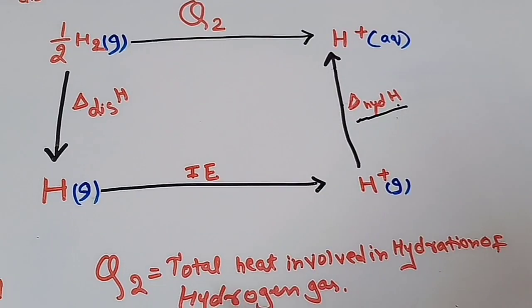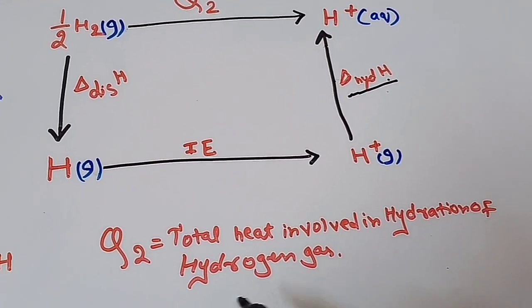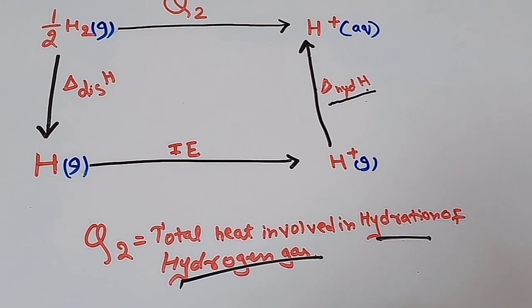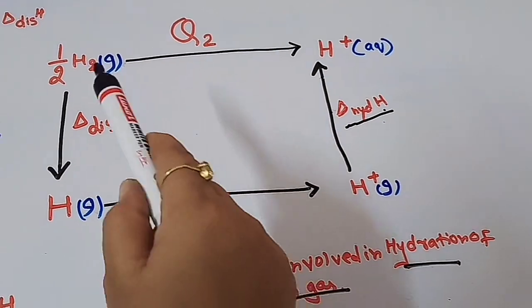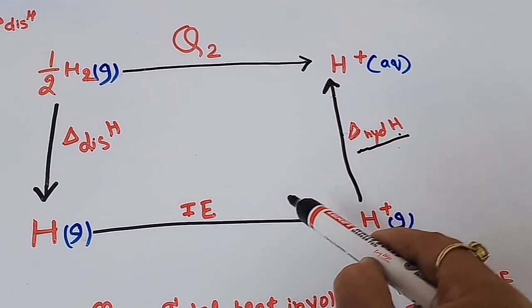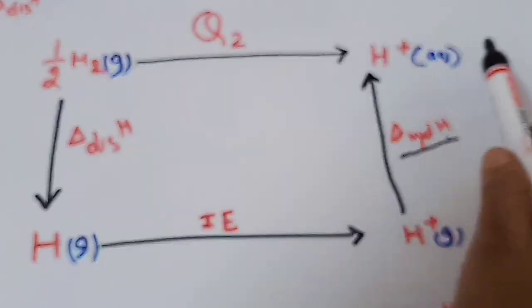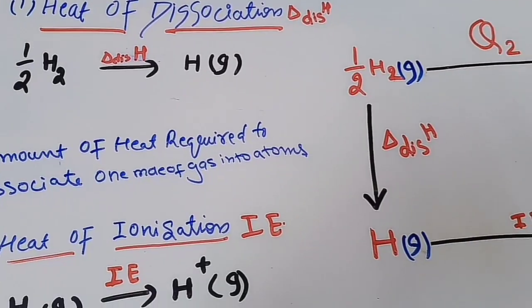Means the total amount of heat will be Q2 in this cycle. So what is Q2? It is the total heat involved in the hydration of hydrogen gas. Hydration means addition of water to the hydrogen gas. So the main conclusion of this cycle is that we have to convert our H2 gas into the H plus aqueous ion. Now we can see these steps in detail.